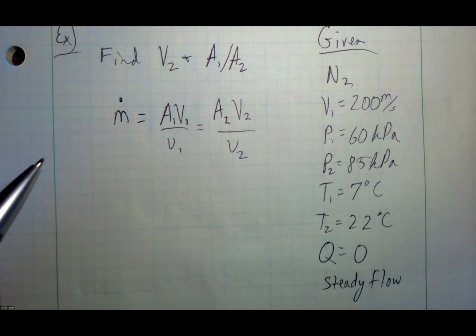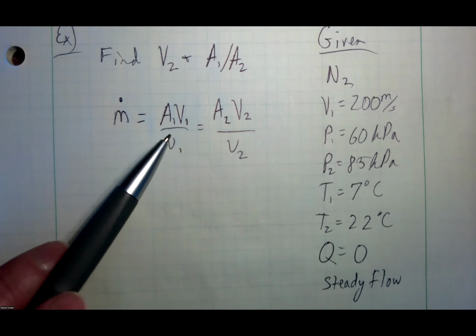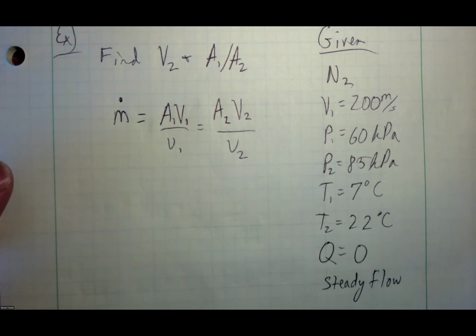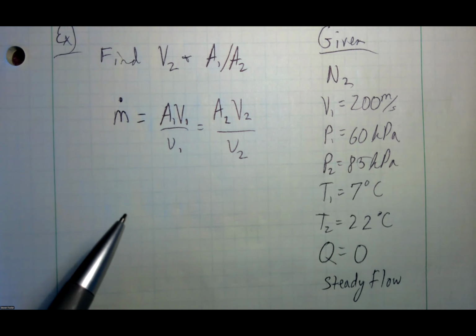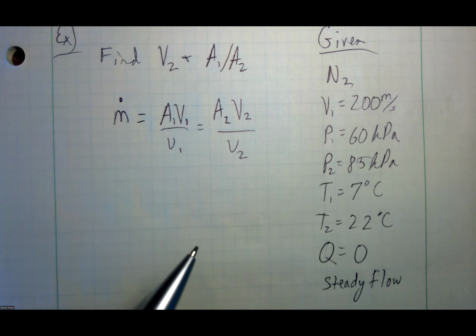What steady flow tells us is that the mass flow rate at the inlet is equal to the mass flow rate at the outlet, because there's one inlet, one outlet. It also means that the energy change for the whole system is going to be zero. All the d/dt terms go to zero. We talked about that in lecture 11.